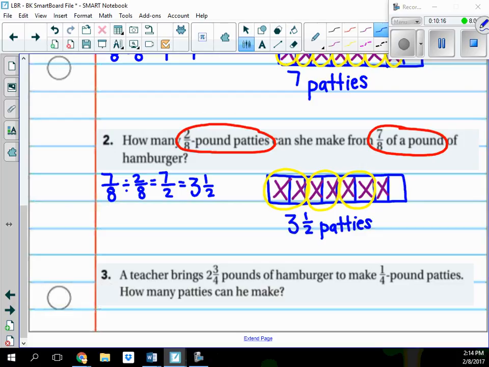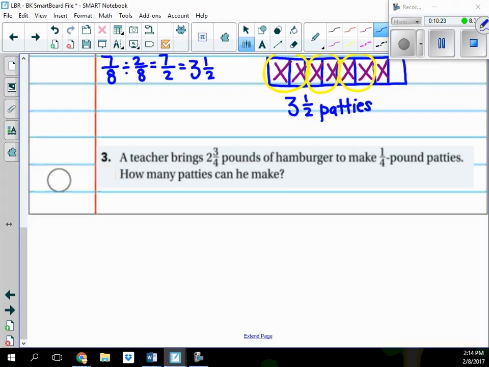All right, you guys ready for our next one? Cool. All right. So the teacher buys 2 3/4 pounds of hamburger to make 1/4 pound patties. How many patties can he make? All right. I'm going to give you a minute to do your number sentence, your model, and then go ahead and use your algorithm to solve it as well.